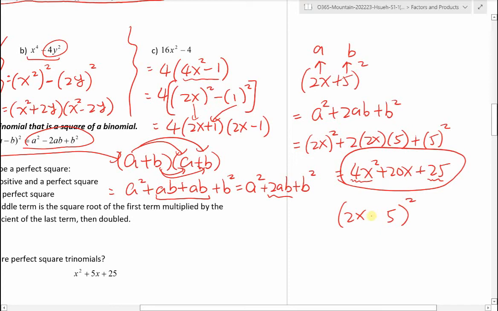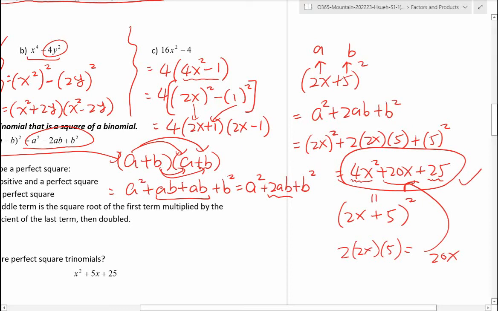And because it's a plus sign here, we're going to put a plus sign here. And then how do we know if this equals that? Well, obviously we know it is. But then what we can do is check the middle term. So what we need to do is go 2 times our first term, which is 2x, and then times our second term, the last term, and see if this equals 20x. Well, in this case, it does equal 20x, and therefore this is a perfect square trinomial.